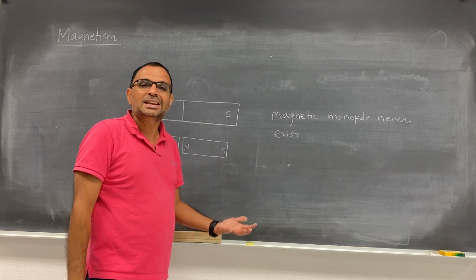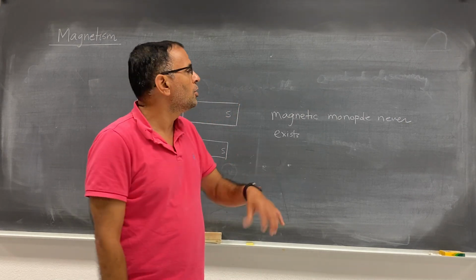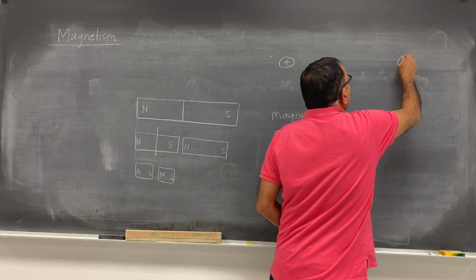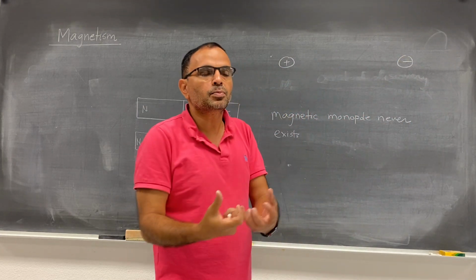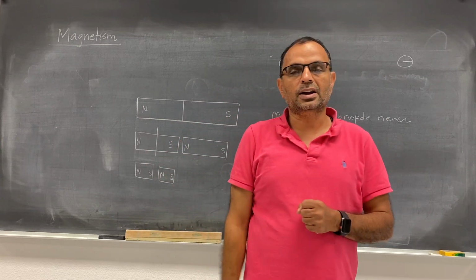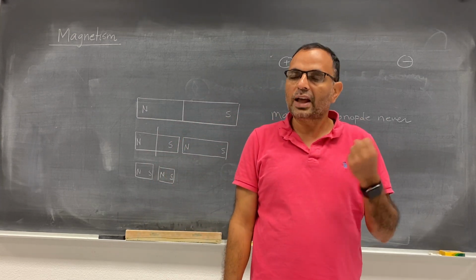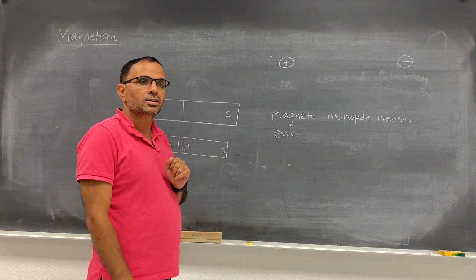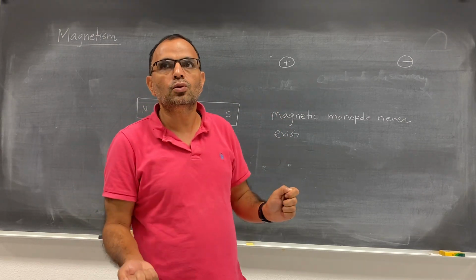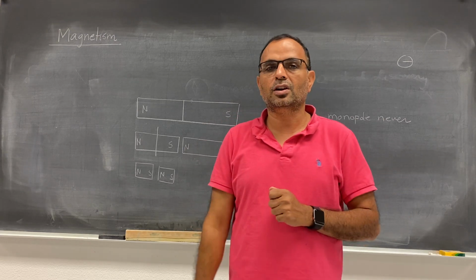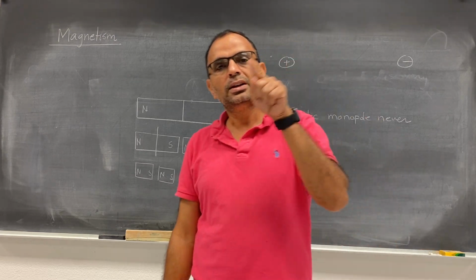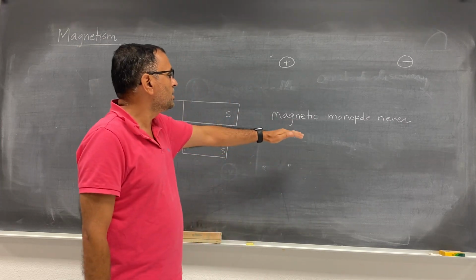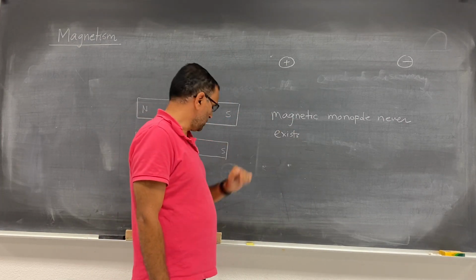But we talk about the electric monopole. An electric monopole means if you have a positive charge, or a negative charge, you can have a single positive charge, you can have a single negative charge. That is an electric monopole. That is possible. But the magnetic monopole never exists. You cannot single out the north pole, you cannot single out the south pole. If there is a north pole, there must be a south pole. That is why we say the magnetic monopole never exists.